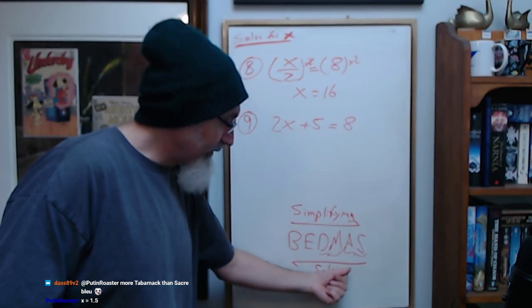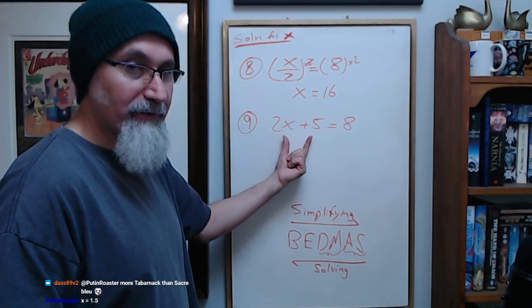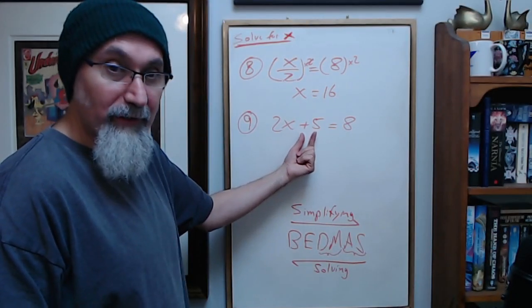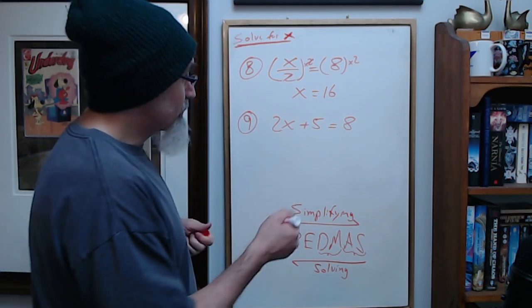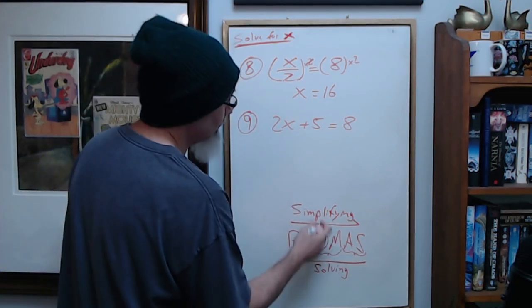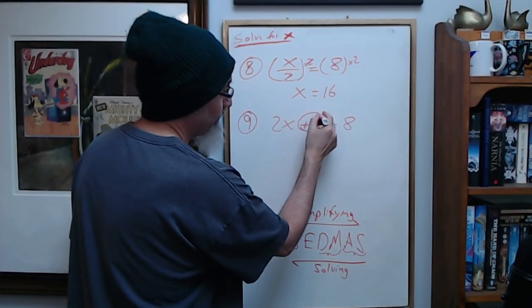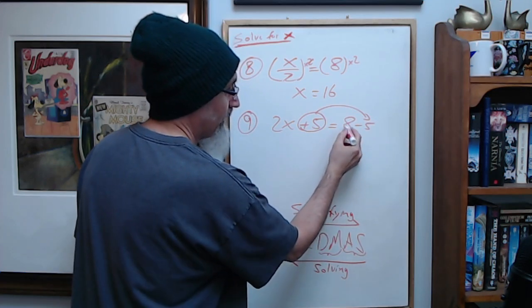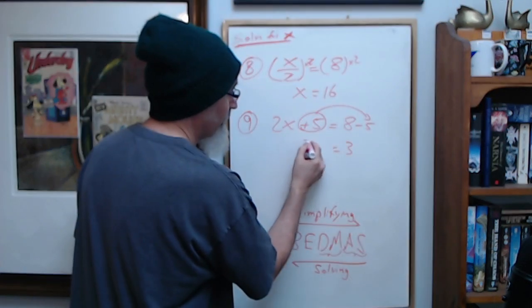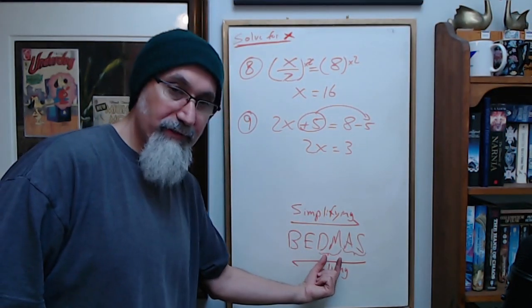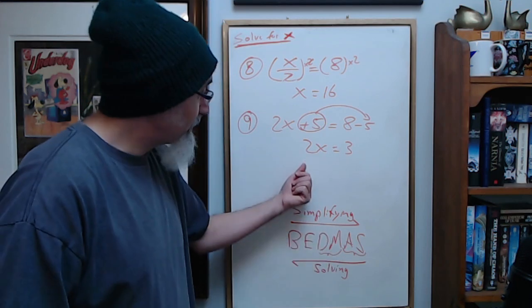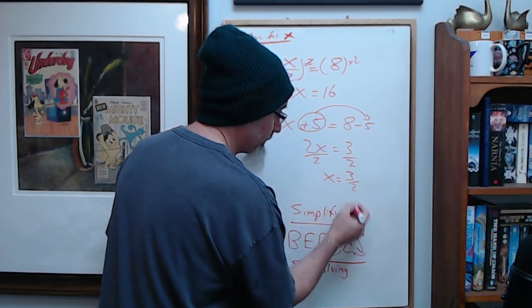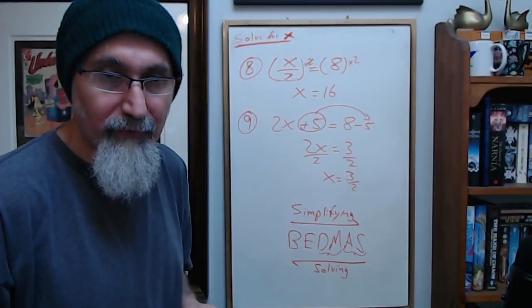If we're solving, we do subtraction and addition first. There's nothing to add and subtract here. Oh, sorry. If we're solving, we've got an addition here we've got to deal with, right? So simplifying, we're going this way. Solving, we're going this way. So we're going to grab this guy and bring it over. So we're dealing with subtraction and addition first. This becomes minus 5. 8 minus 5 is 3. Over here, we've got 2x. Now what we've got to do is deal with the multiplication and division, and we've got a multiplication, so divide by 2, divide by 2. So x is equal to 3 over 2, which is 1.5, as Putin Roaster says.